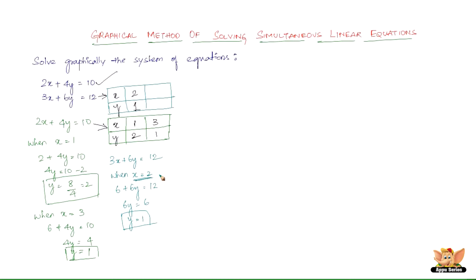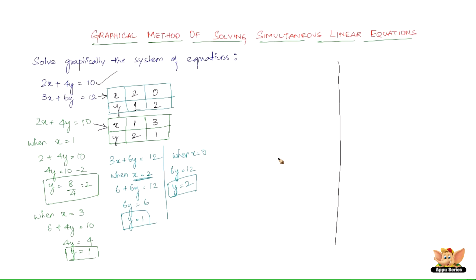Let us take x is 0. So when x is 0, we get 3 times 0 is 0. So we have 6y equals 12. Y equals 12 by 6, which is 2. So we get y is 2 when x equals 0. So we've got when x is equal to 0, y is equal to 2. So we've got two sets of solutions for each of the equations given here. So it's time to plot the graph now.